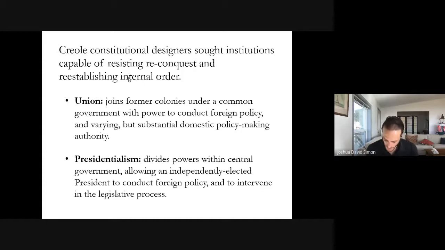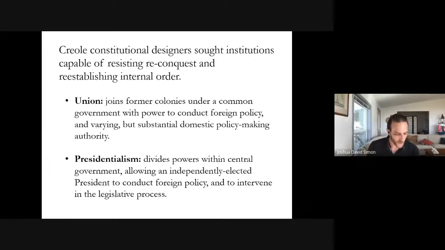And if we allow ourselves to be taken in by this presumption, it's easy to lose sight of the very specific two-sided dilemma reflected in Creole constitutional thought. Both union and presidentialism were novel creations, representing the Americas' most important and lasting contributions to global constitutionalism. But both were adopted because they promised to solve particular problems: resisting reconquest and reestablishing internal order within post-colonial American societies. And both addressed these problems by mixing earlier constitutional models.